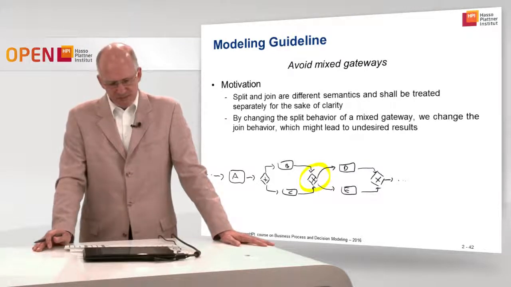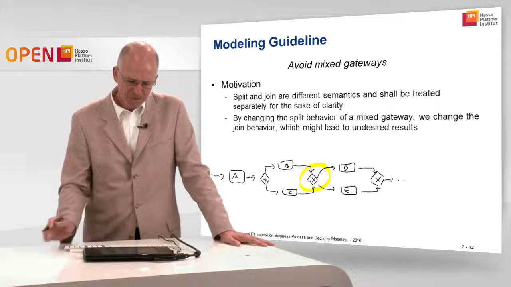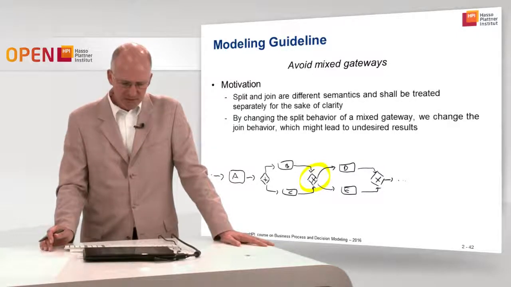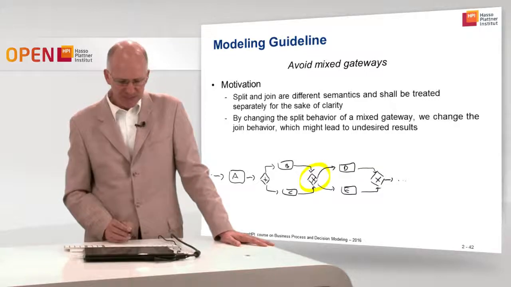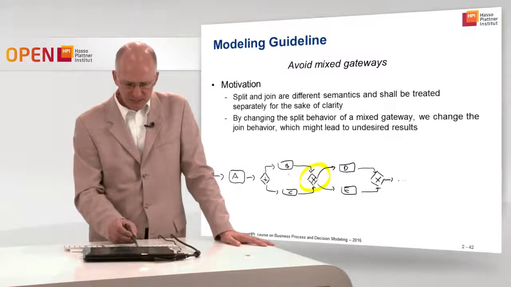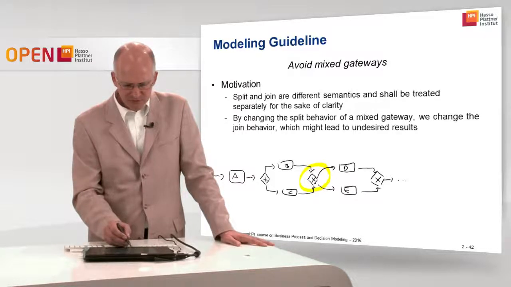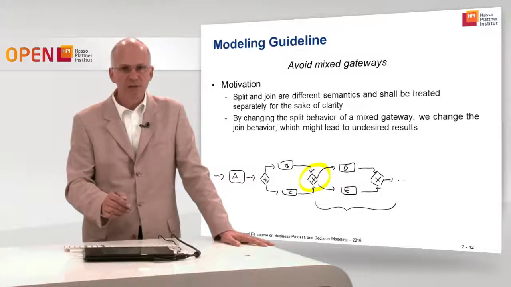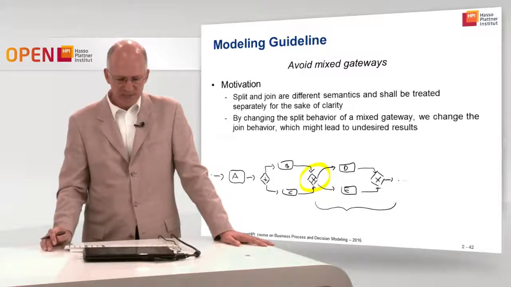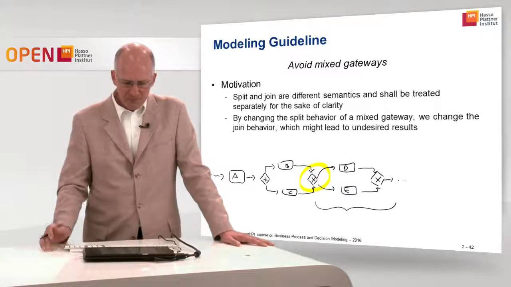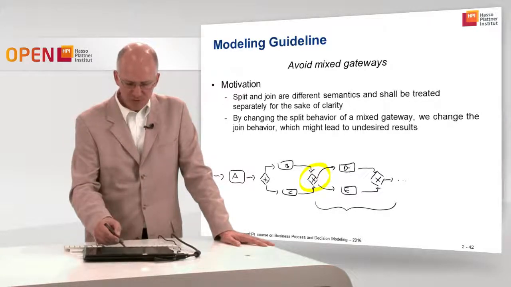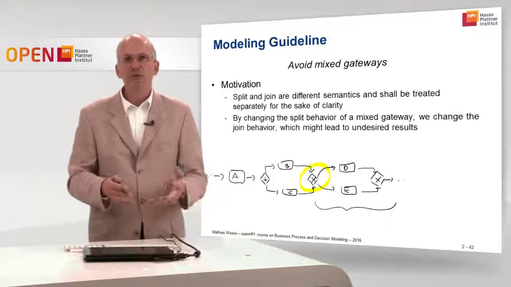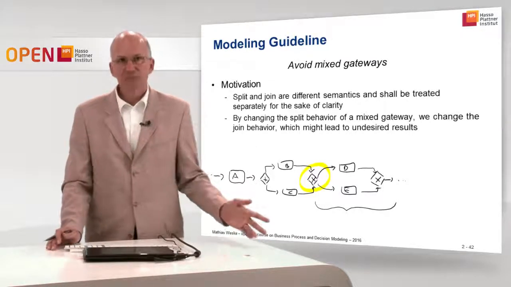But what happens by that? By changing the behavior of this gateway, we also affect the first part of the process, in the sense that B and C are executed concurrently, and both of them trigger the gateway. So this last part of the process is actually executed twice. The first time after B completes, and the second time after C completes. So we can have two executions of D, two executions of E, or one of both. And that, of course, is undesired behavior.